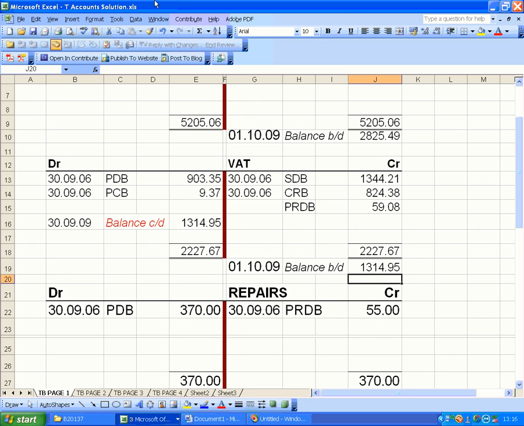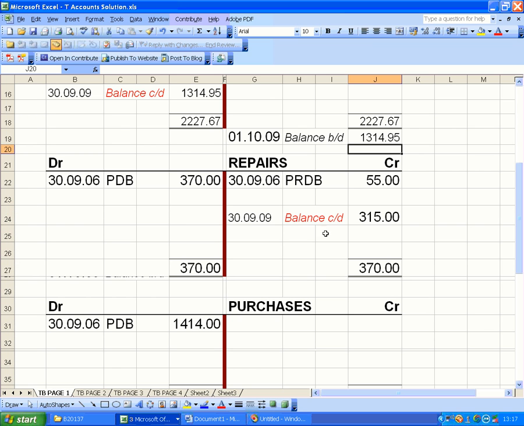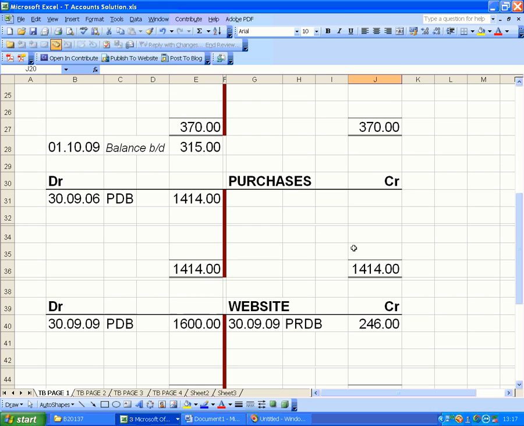to the beginning of the next period. Closing the repairs account, we have two entries: purchases daybook, purchase returns daybook. Determine which side is the biggest, determine what the difference is, and insert that on the side to make both sides balance. And again, carry that figure down to the beginning of the next period.